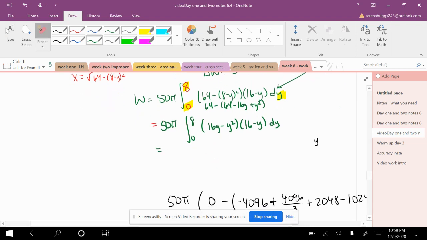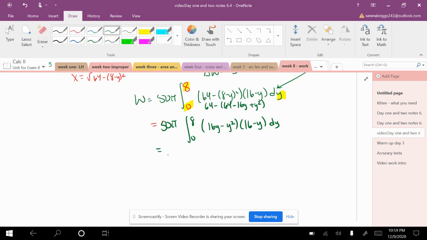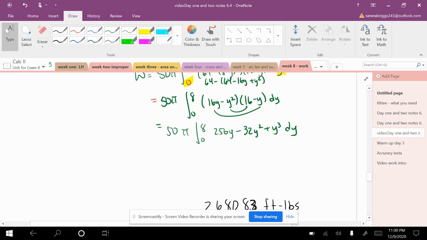And I could expand that. This is like another time I did this. So if I expand that, I would have 16 times 16 is 256y, minus 16y squared, minus another 16y squared. So that's minus 32y squared, plus y cubed. Right? So it ends up being pretty easy to integrate by hand. And if I didn't have my calculator, that's what I would do.